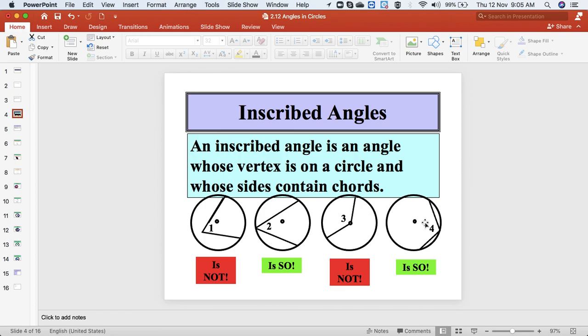Okay, let's move on to illustration 4. Illustration 4 shows an inscribed angle because the two sides of the angle are chords on a circle. Is that clear? Do you have any questions? Okay, let's proceed.